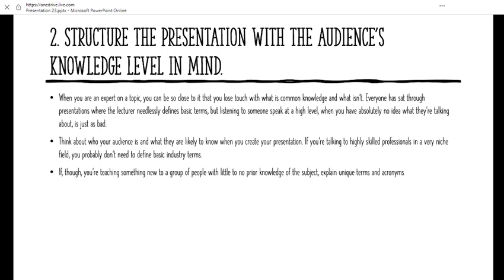Think about who your audience is and what they are likely to know when you create your presentation. If you are talking to highly skilled professionals in a very niche field, you probably don't need to define basic industry terms. If, though, you are teaching something new to a group of people with little or no prior knowledge of the subject, explain unique terms and acronyms.